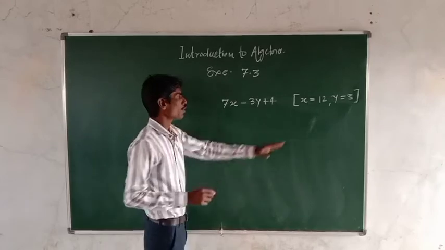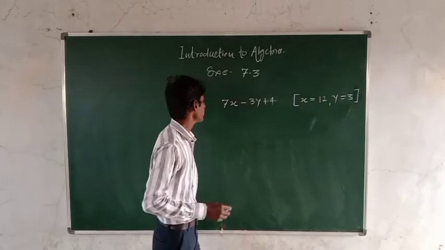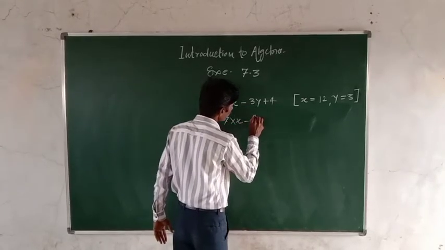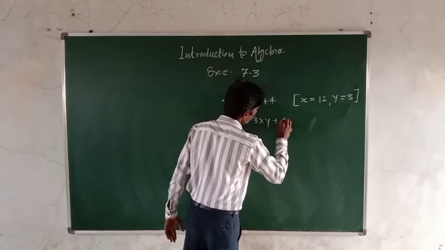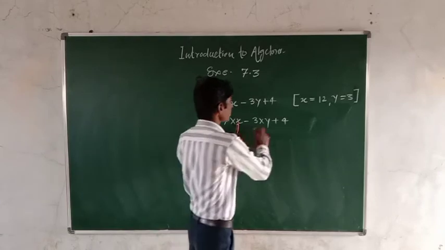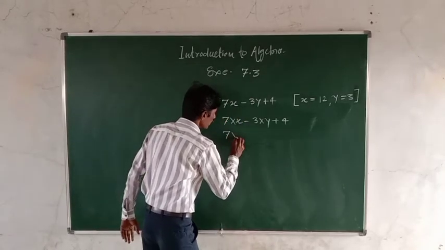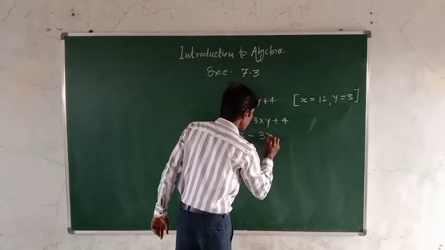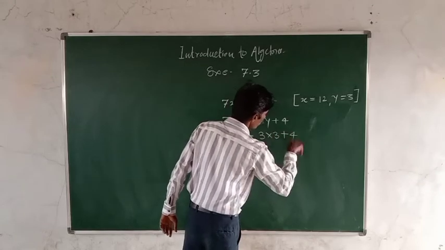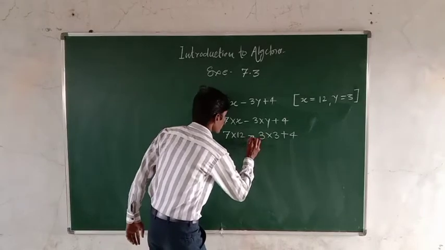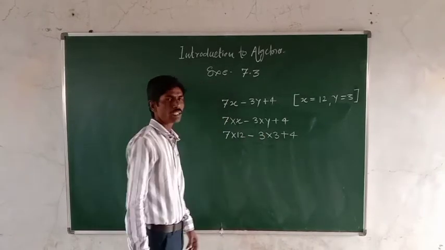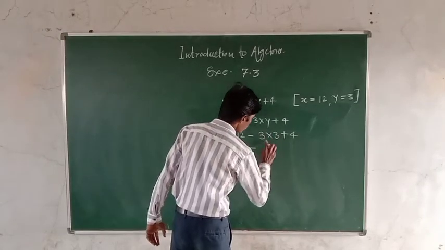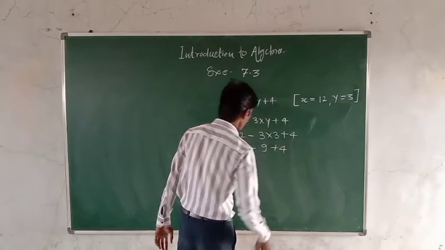For that we have to put the value of x and y in this expression. So 7x means 7 into x, minus 3y means 3 into y, plus 4. The value of x is 12. So 7 into 12 minus 3 into 3 plus 4. Now 7 into 12, that is 84, minus 3 into 3, that is 9, plus 4.